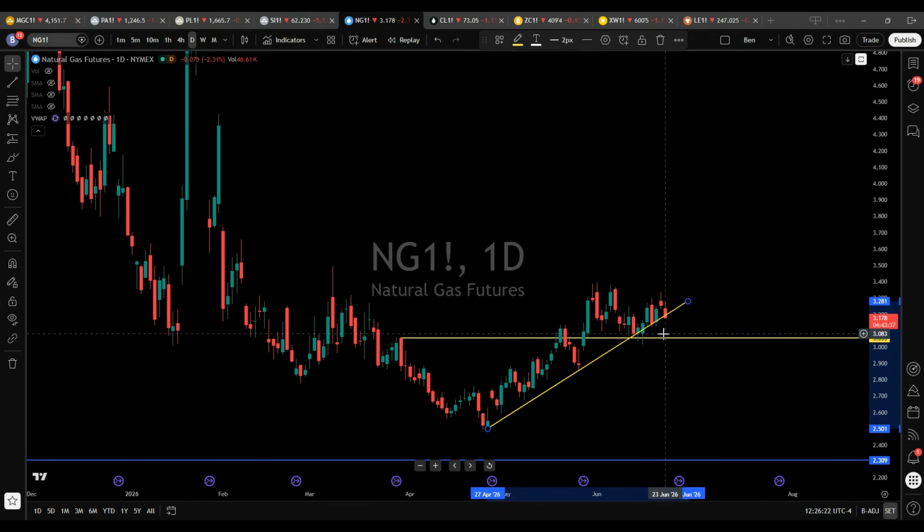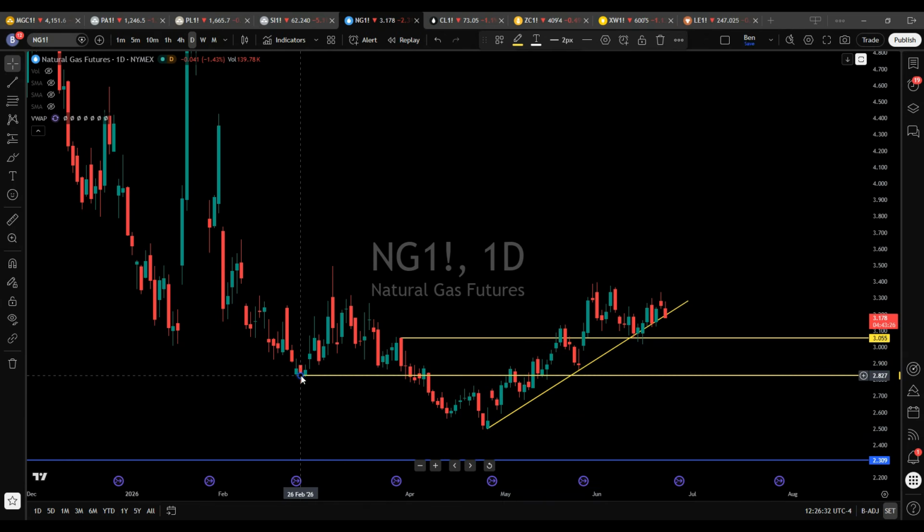And that is a great opportunity to catch some support. If we do break below that, we're heading down into this low pivot point right here at around 2.827. And that's just on a technical basis for NG1.